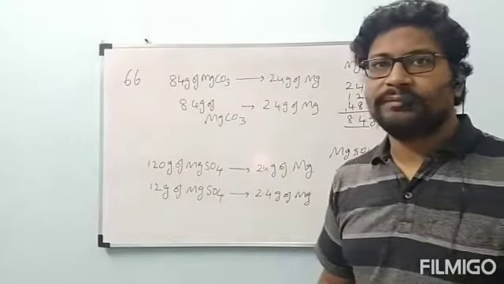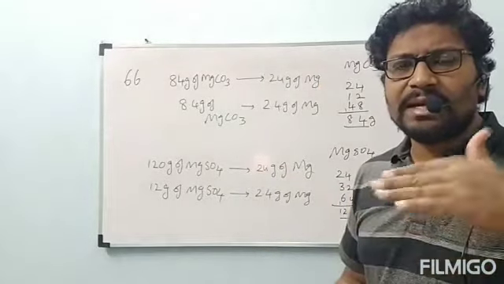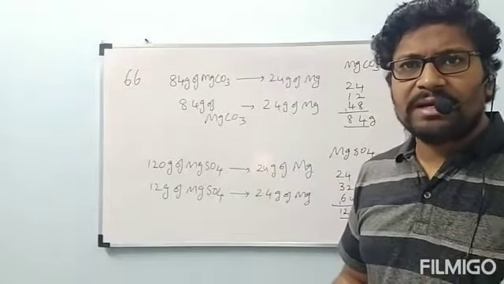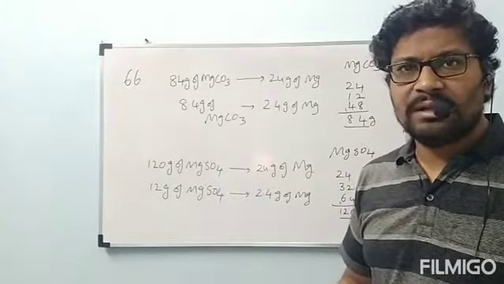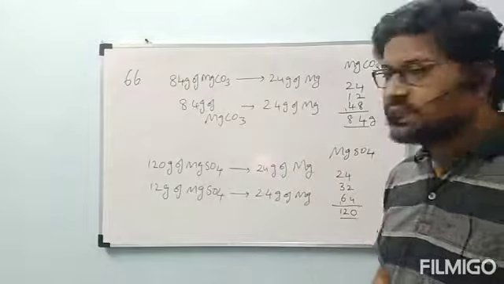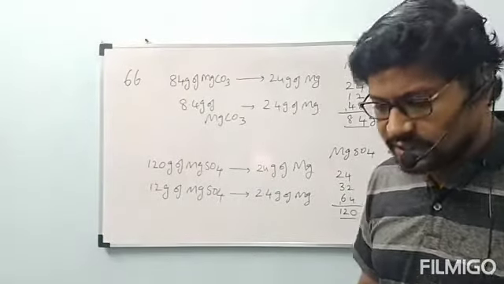Now this 2.4 grams of magnesium should be obtained from how much MgCO3? That we found. That is completely related to 1 mole, so everywhere we are using this 1 mole concept. Okay, ma'am? This is how to do the problem. This is the 66th one. Shall we go to the next one? 67.